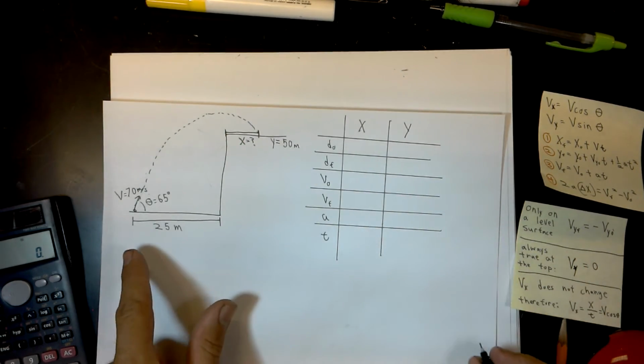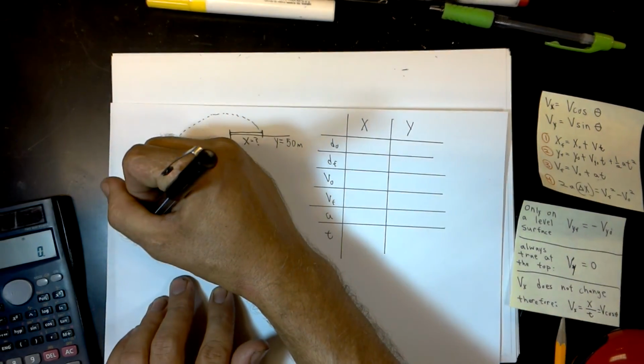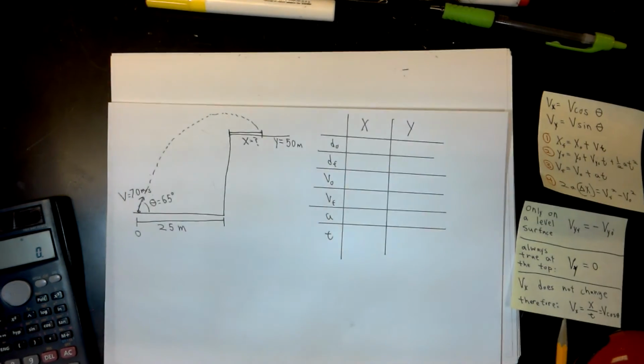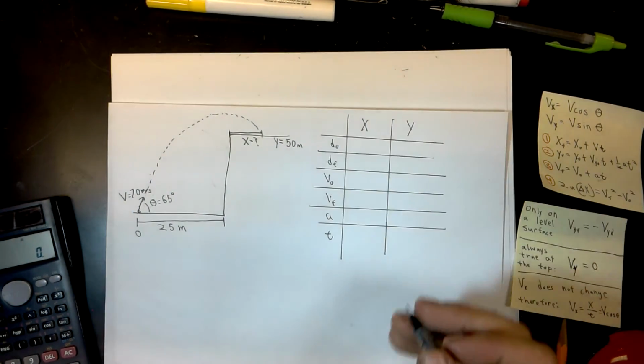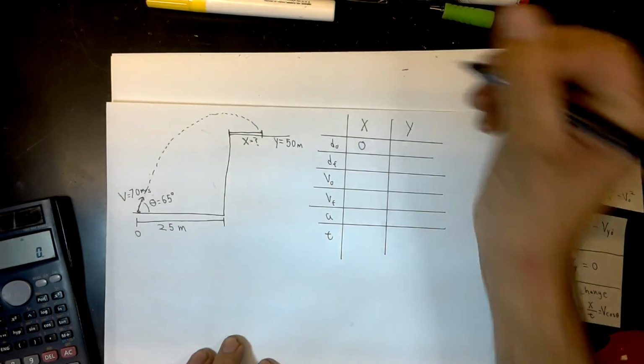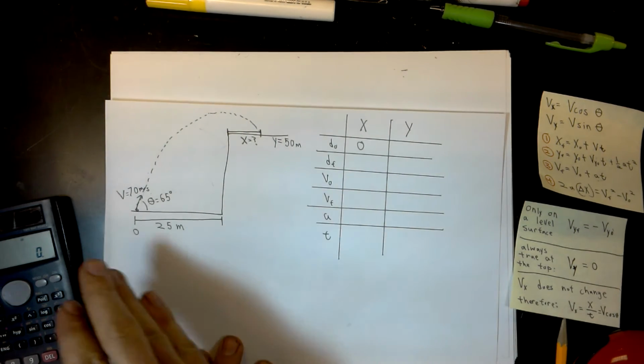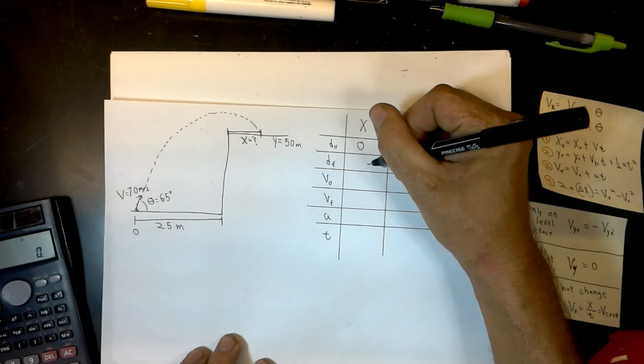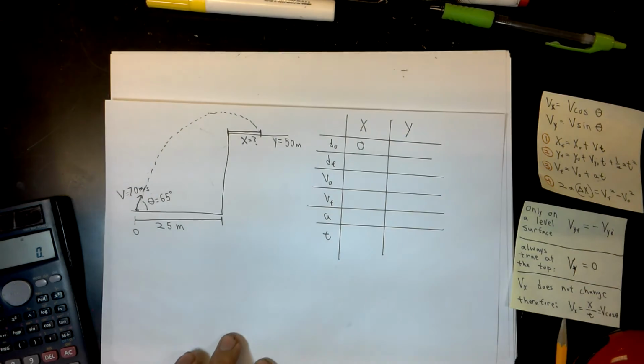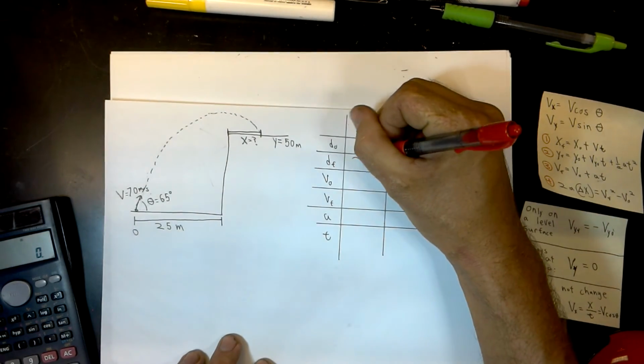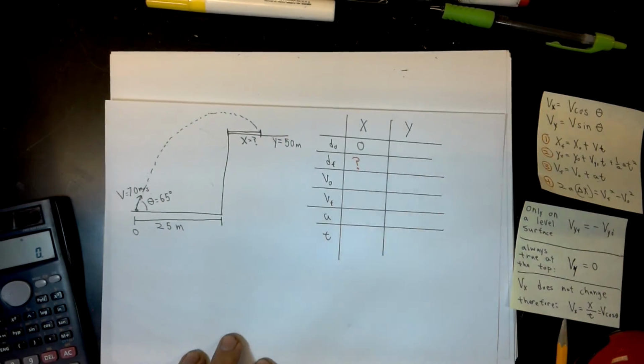Okay, let's put in some initial values here. We're still going to call this our zero distance initially. So our x distance initially still starts off at 0, down there to the left. The final distance in the x direction, we don't know that, and that's also the thing we're solving for.